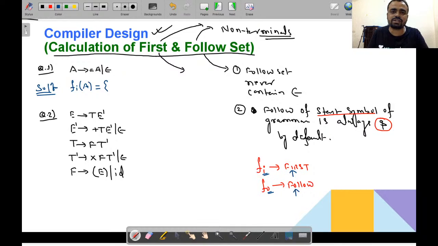What is the meaning of first, that is the terminals that can be derived by the non-terminal. So what terminals we can derive by the a, that is the small a and epsilon, so it will become a and epsilon. Got it? So directly in the production rule we can derive the terminal a as well as epsilon, so the first of a will become a and epsilon.